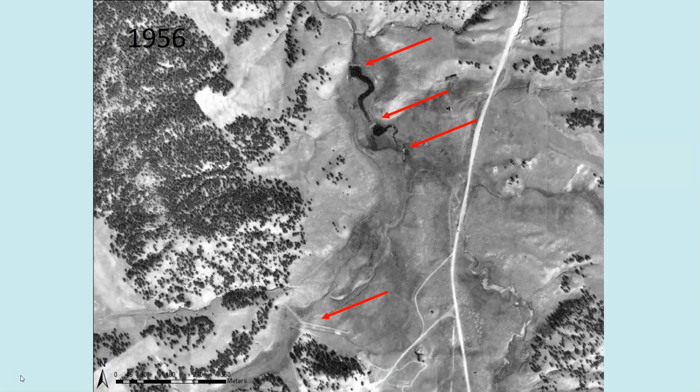Fast forward to 1956, and we have some major recontouring of the land surface. Larger dams, creating these fairly sizable ponds and reservoirs behind them. And really a fundamental change from a groundwater flow system to a surface water system.